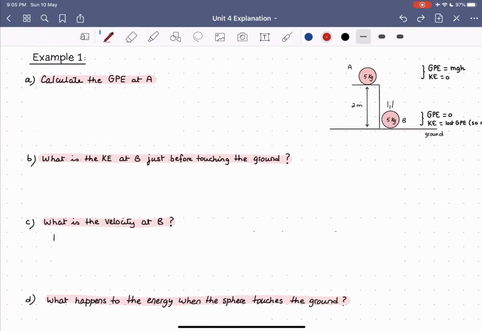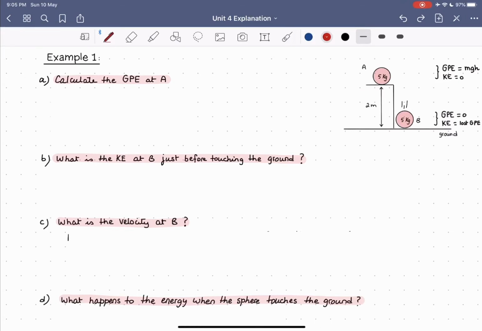Now in the first example, we have a ball that has a mass of 5 kg and it's lifted 2 meters above the ground. Then it was released. First question is, calculate the GPE. Direct application to the formula. GPE is equal to mgh, 5 times 10 times 2. Everything is given in SI units, so it will be 100 joules.